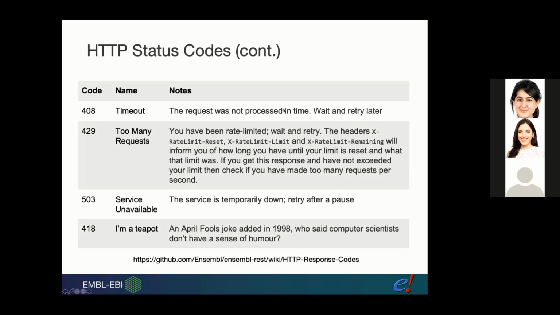And there are some more. Everything that starts with a 5, for example 503, means that most likely it was our fault, so perhaps the server is down. You can find a full list of all status codes in our GitHub, which is in the link on my slide here below.